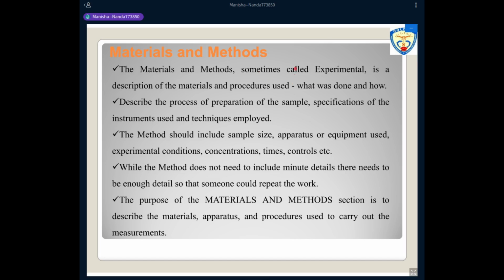The materials and methods section is also sometimes called the experimental, and is a description of the materials and procedures used. This means what was used and how it was done. It describes the process of preparation of samples, specifications of the instruments used, and techniques employed. The method should include sample size, apparatus or equipment used, experimental conditions, concentrations, times, controls, etc. Now, this point is very, very important. You can see each and every single detail is very, very important.